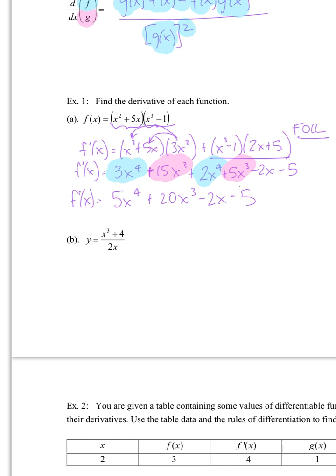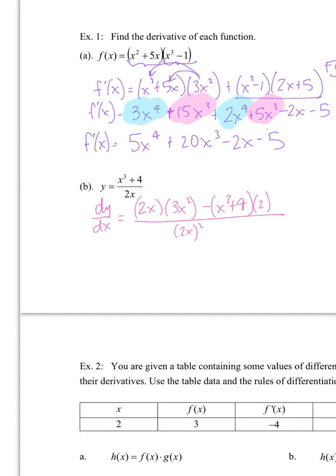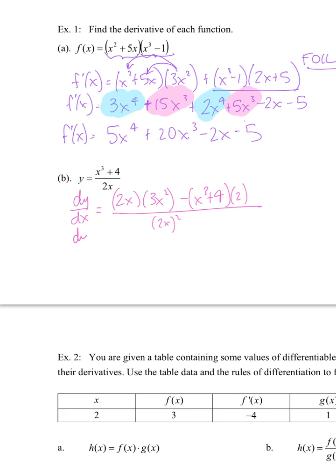I'm going to use dy dx. Check out that notation. All right, here we go. So it is low d high minus high d low, square the bottom, and away we go. Let's see, I probably should have written a little smaller. Let's see what I can do here.